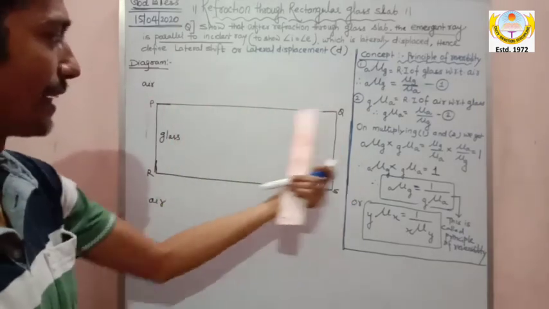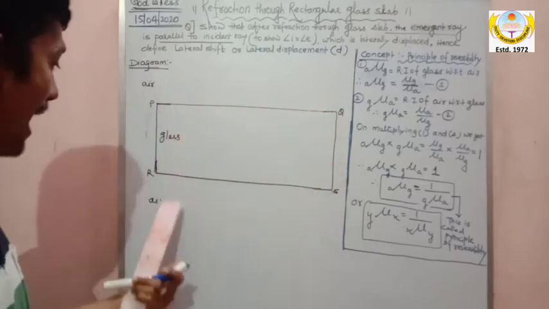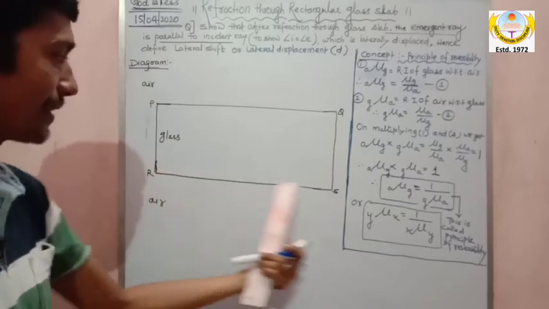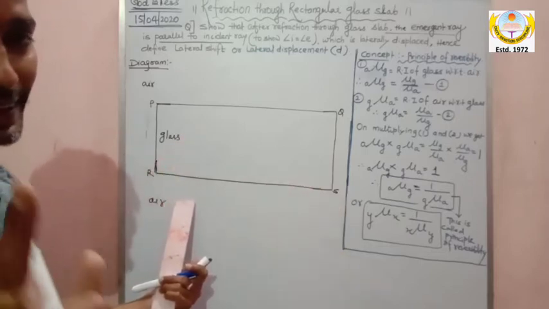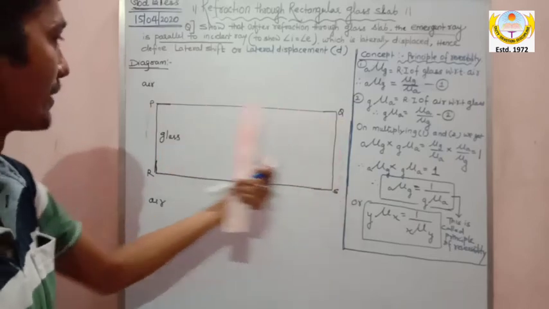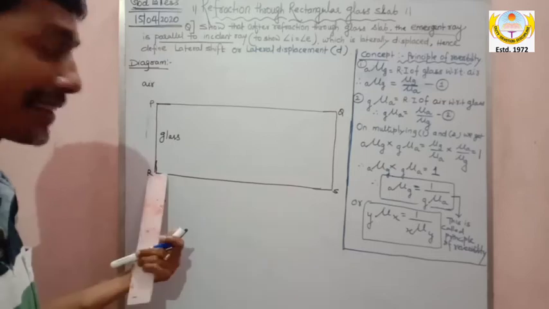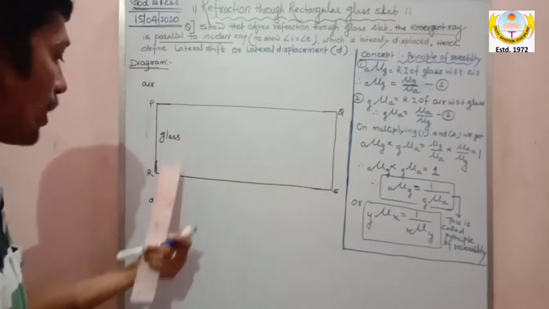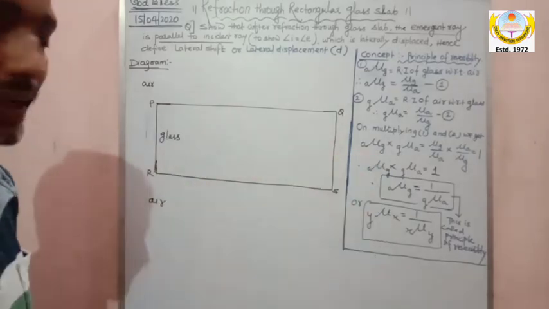PQ is a refracting surface which separates air and glass, and RS is a refracting surface which separates glass and air. PQ वो refracting surface है जो air और glass को separate कर रहा है, और RS वो refracting surface है जो glass और air को separate कर रहा है. यहाँ तक clear? Now go to the next step.